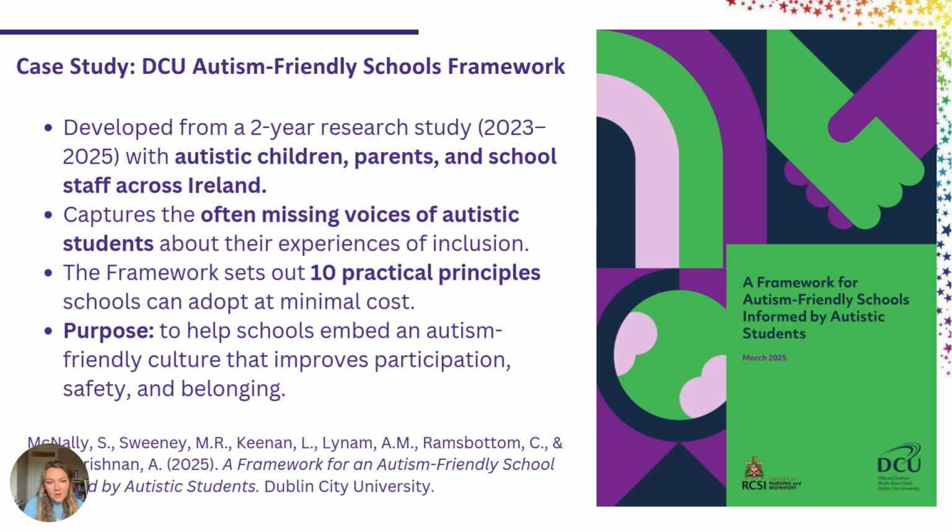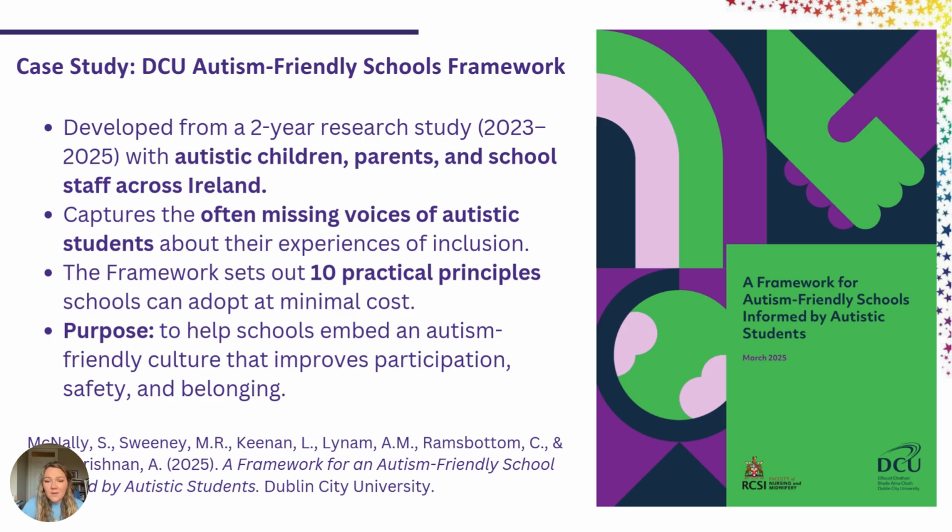So throughout this talk, I'm going to be using this DCU framework that came out in 2025. It is called A Framework for Autism-Friendly Schools Informed by Autistic Students. You can find this for free online. It was developed from a 2-year research study from 2023 to 2025 with autistic children, parents, and school staff across Ireland. It captures the often missing voices of autistic students about their experience of inclusion.